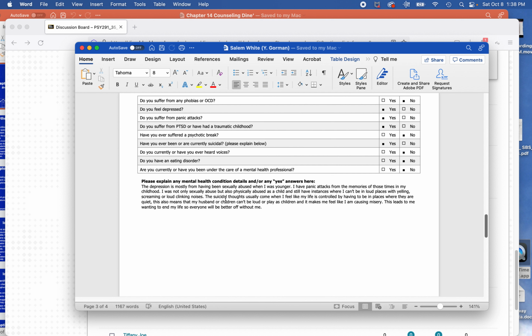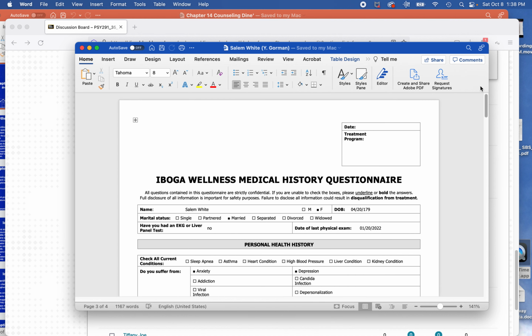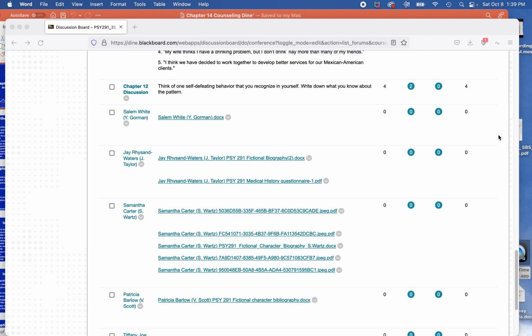Sometimes this has a pretty good narrative down here. But sometimes individuals don't want to talk about this on a piece of paper. It all depends on how gabby they are as to how much they will write down. Okay, so that's how you will do it.